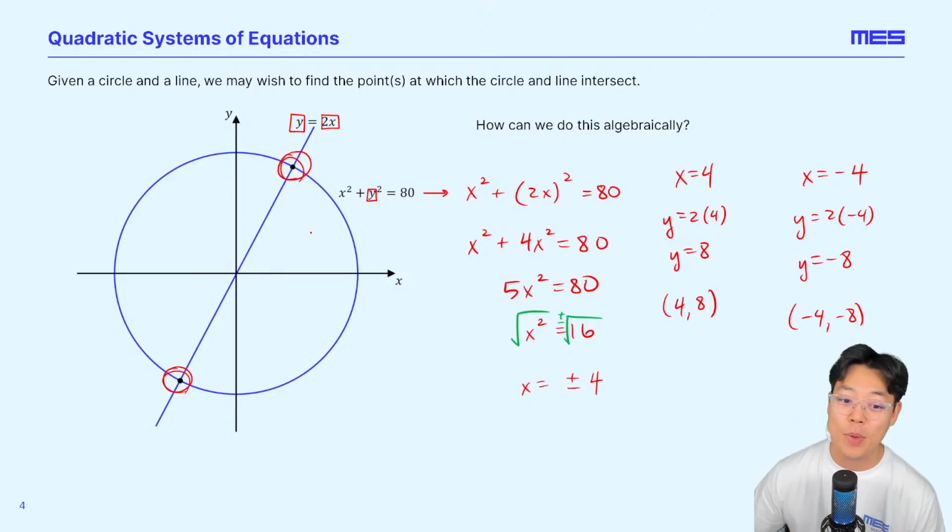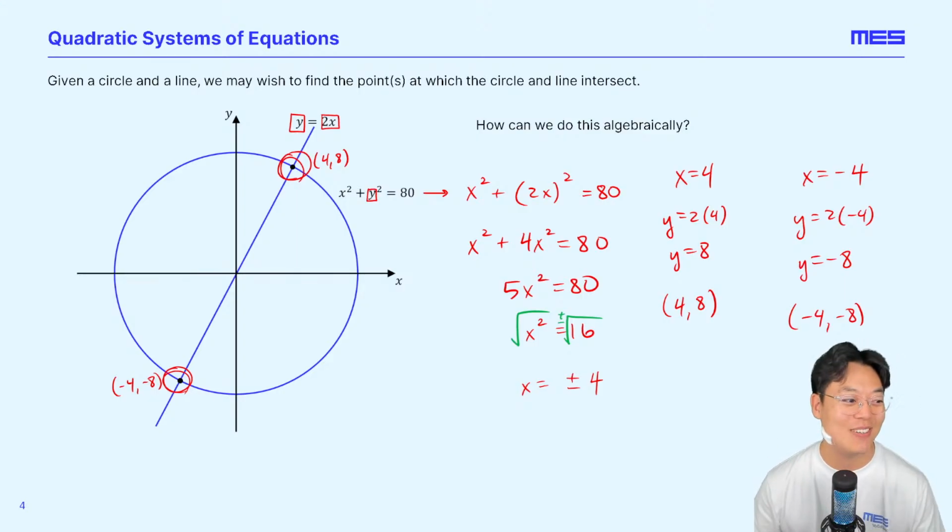Now this looks somewhat symmetrical here. This is 4 comma 8. And this is negative 4 comma negative 8. And it makes sense from our visual, this graph that we see.